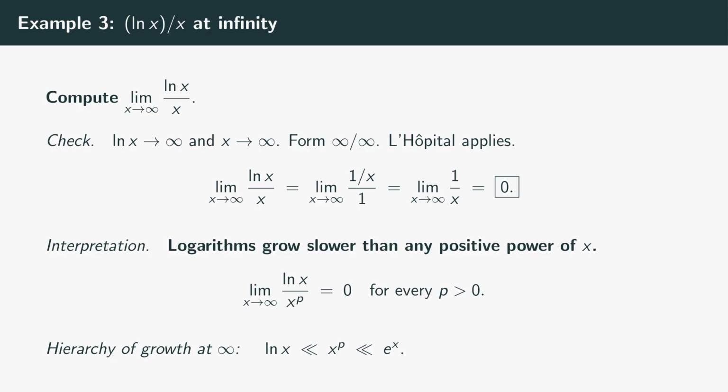Third example. The limit of the natural log of x over x as x approaches infinity. Check the form. The natural log goes to infinity. The denominator x goes to infinity. We have infinity over infinity, indeterminate.